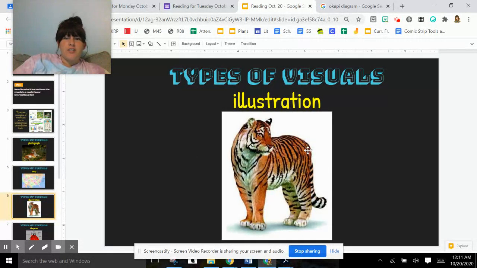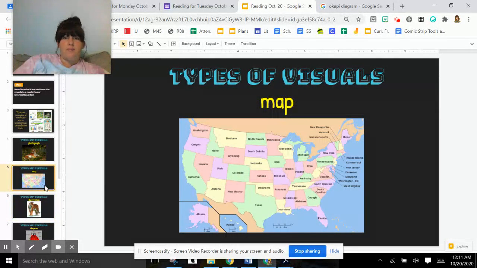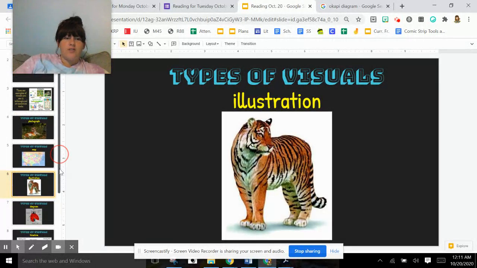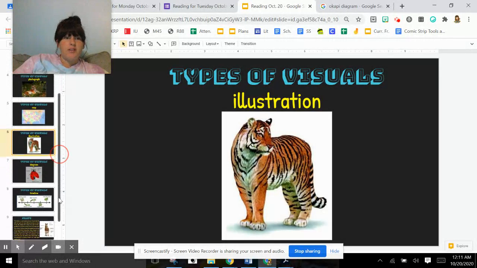Here's an illustration. This is a really good drawing of a tiger. An illustration is just a real live animal that is put into a drawing, and it normally doesn't look cartoony. If you look at this real fast, you would think, oh, that's a photograph of a real tiger. That's how good that is. A lot of times the illustrations that you see in books are really good because they're trying to show you what that animal really looks like.